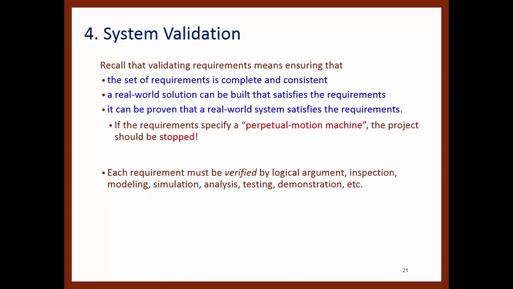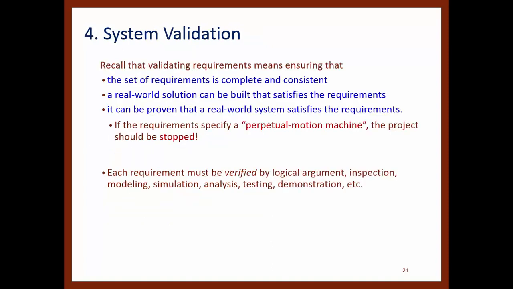Recall that validating system requirements means ensuring that the set of requirements is complete and consistent, a real-world solution can be built that satisfies the requirements, and it can be proven that a real-world system satisfies the requirements. If the requirements specify a perpetual motion machine, the project should be stopped. That's something that you cannot do, right? So each requirement must be verified by logical argument, inspection, modeling, simulation, analysis, testing, or some type of demonstration.